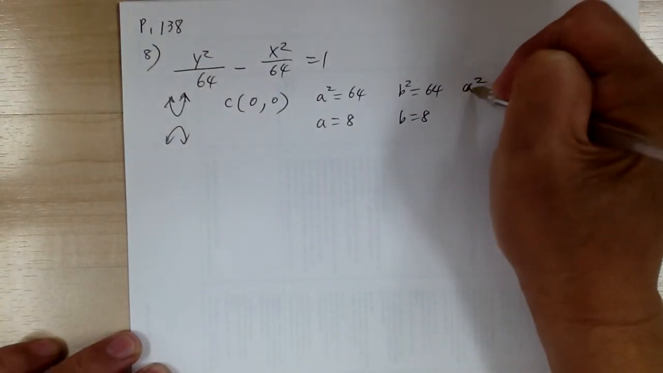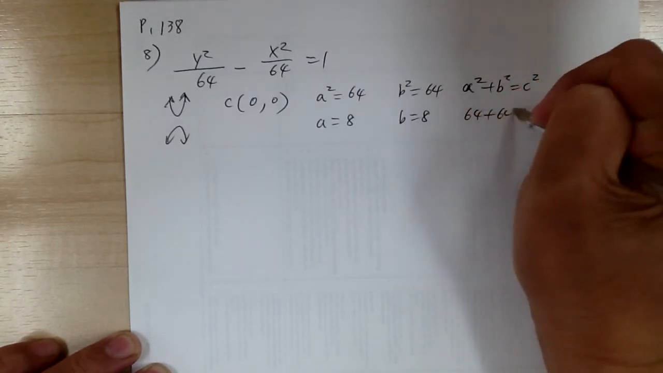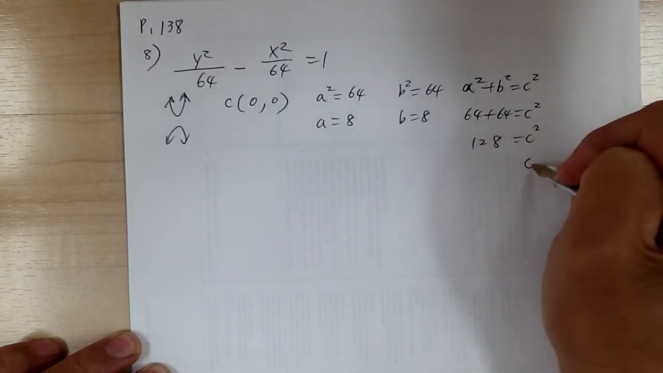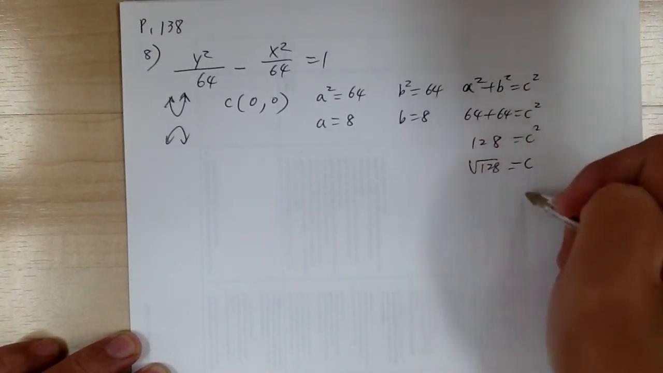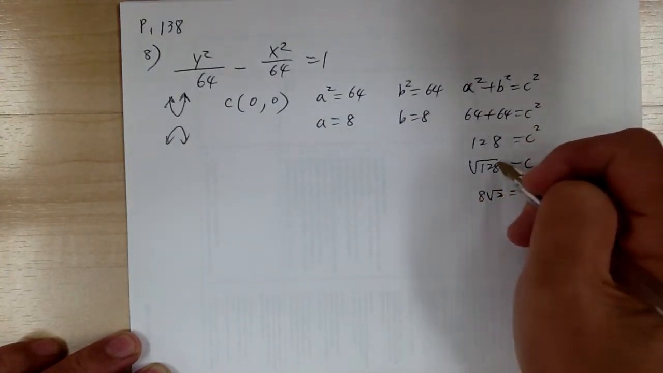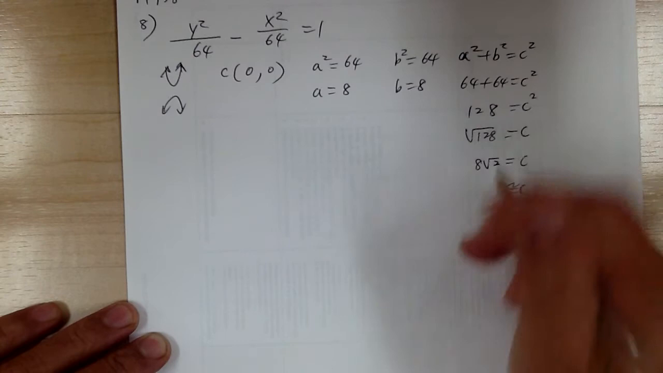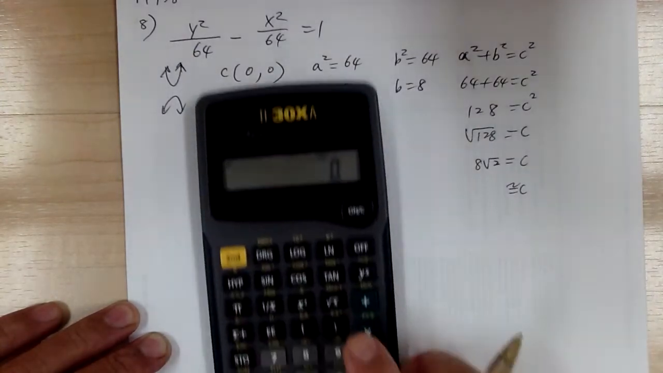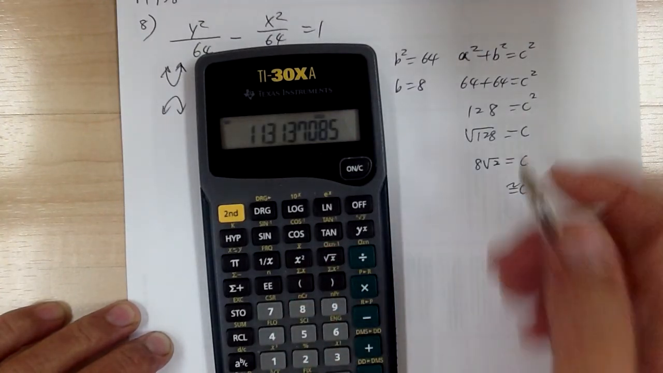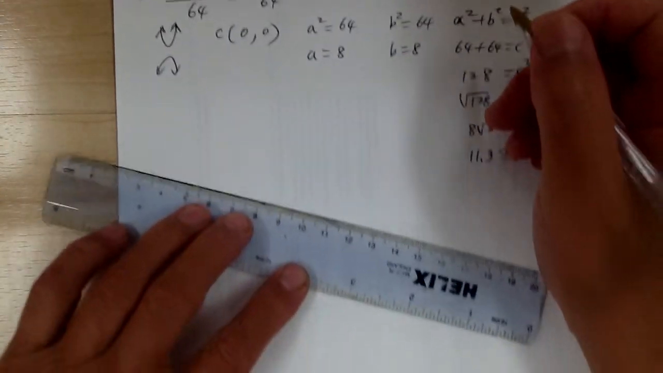And then you have a squared plus b squared equal to c squared. So you got 64 plus 64 equal to c squared. So c squared equal to 128. And so c equal to square root of 128. So c equal to 8 square root of 2. Okay. And then this is about, get your calculator. It's about 11.3.